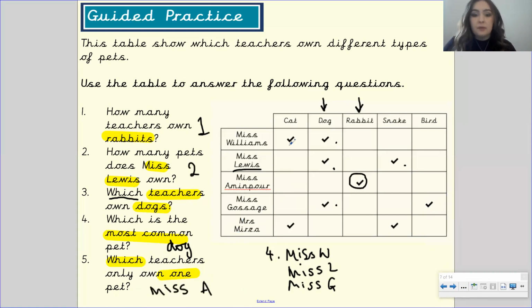And we can see that because if we have a look at what Miss Williams owns, she owns a cat and a dog, so she owns more than 1. Miss Lewis owns a dog and a rabbit, so she owns more than 1. Miss Amanpour only has a rabbit, so she just owns that 1. Miss Gossage owns a dog and a bird, so she owns more than 1. And Mrs. Merthyr owns a cat and a snake, so she owns more than 1 as well, which means that the only teacher that owns 1 pet is Miss Amanpour.